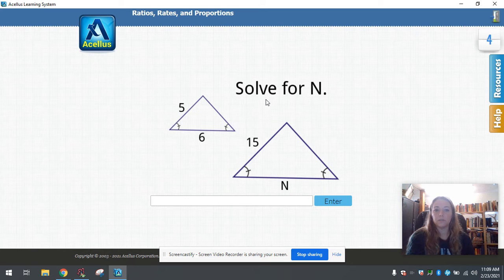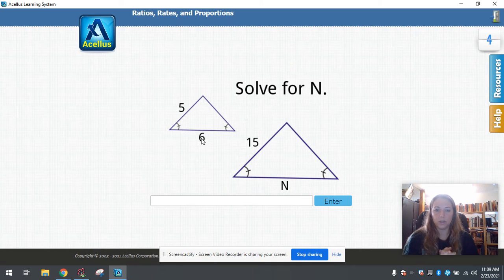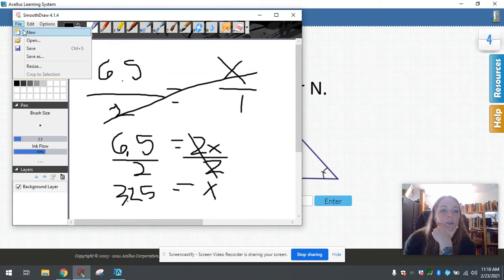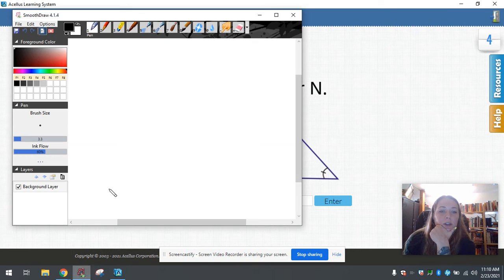Okay, solve for n. These triangles are proportionate, so they have the same dimensions. We're going to set up our proportional equation. You can see that the 5 is the same side length as the 15 on the larger one, and then the 6 length matches the n length for this triangle. So we're going to solve for n by setting up a proportional equation: 5 over 6 equals 15 over n.